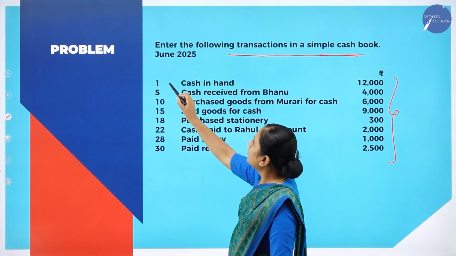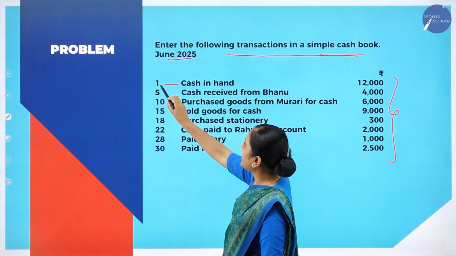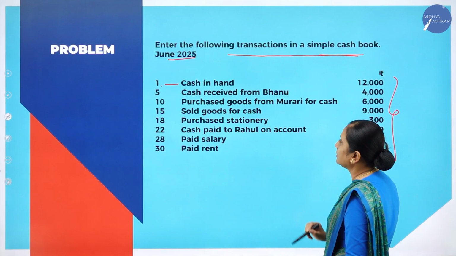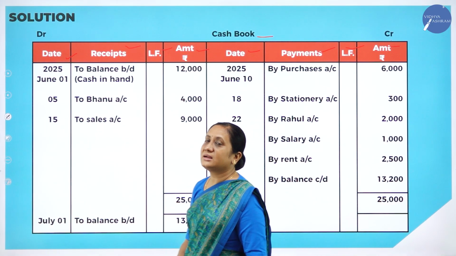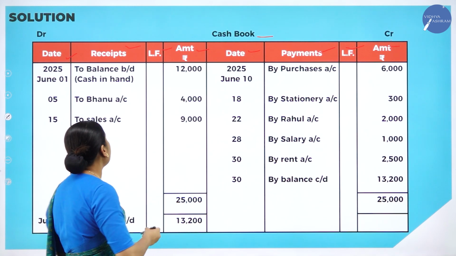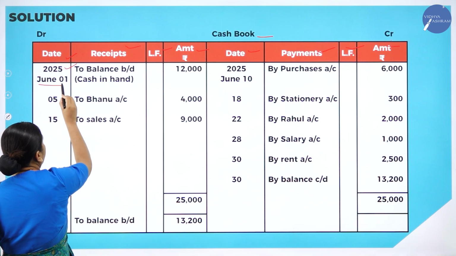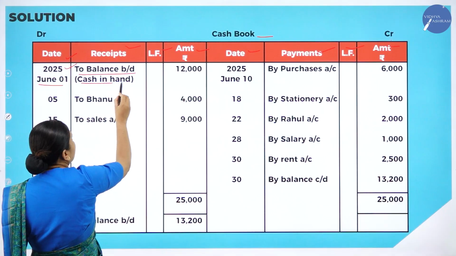See here, first, June 1, 2025, cash in hand 12,000. We will record this. Cash in hand means what? That is the opening balance. We will record here 2025 in the date column, June 1. To balance brought down, cash in hand.